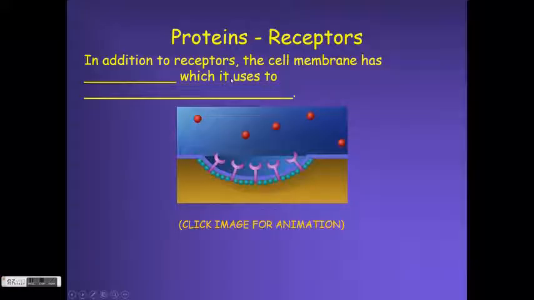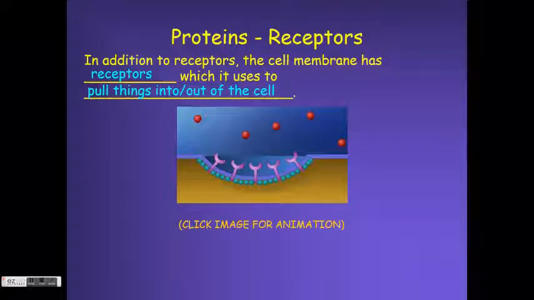In addition to channels, the cell membrane also has receptors. I think that'll be different in your notes there. Receptors here is probably listed as channels. Anyway, those receptors are then used to pull things into and out of the cell.